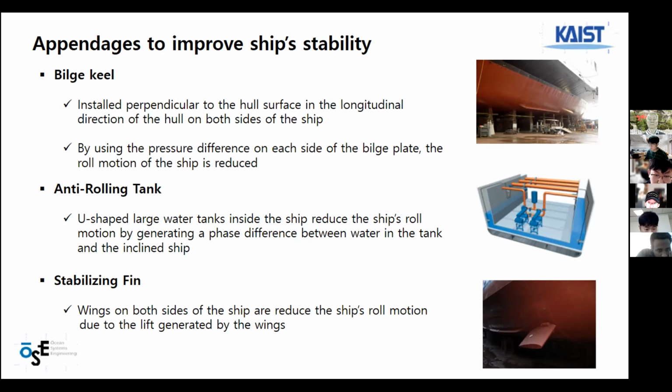Stabilizing fins on both sides of the ship reduce the ship's roll motion due to the lift and down force generated by the stabilizing fin. How are those two different? The fin and the keel?